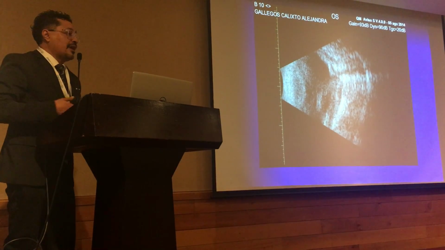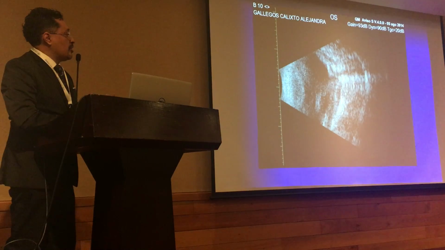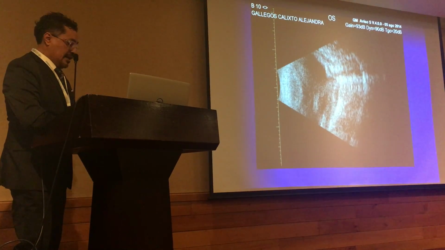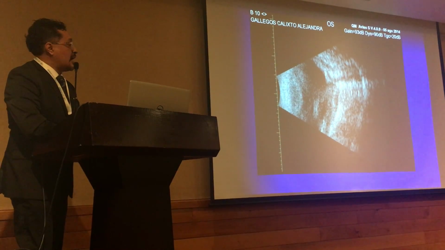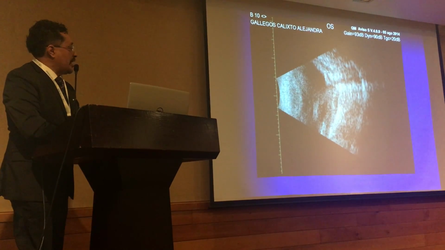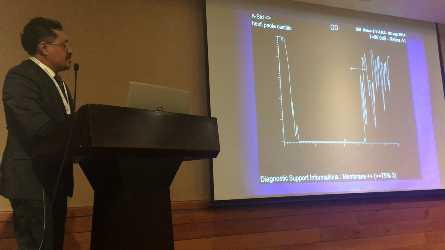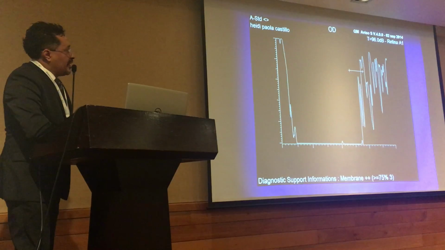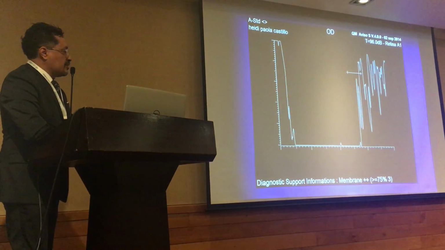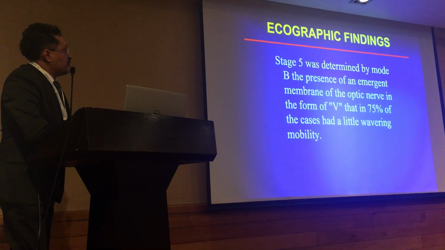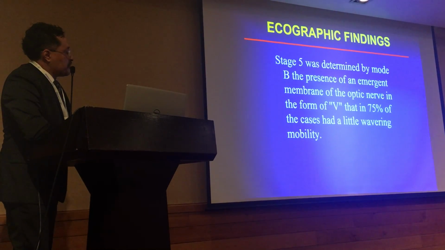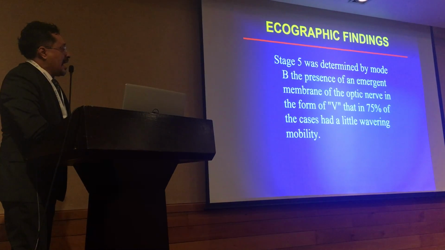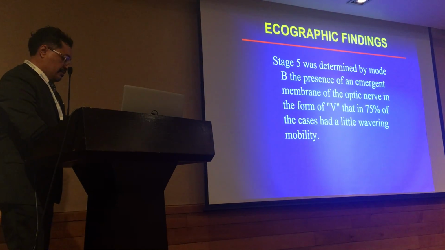When you scan the eye, we don't always find exactly all the membranes, and it's a disorder inside the eye, so this is a helpful tool to find results. And sometimes in pediatric patients, it's not easy to make the scan, not really easy to find this. In the first stage, we determined by B-scan the presence of an emergent membrane of the optic nerve in the form of a B and with some mobility.